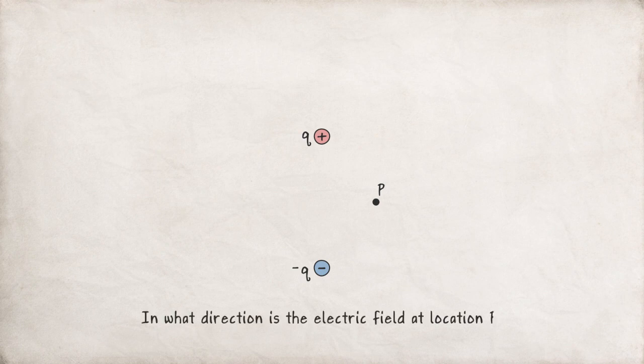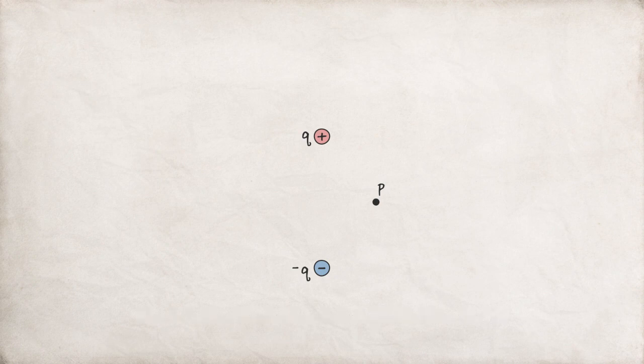As an example, let's look at the electric dipole, consisting of a positive and negative charge, having the same magnitudes, separated by a small distance. In what direction is the electric field at location P? The correct answer is that the electric field is directed down. The total electric field at location P is the sum of the electric field due to the positive charge and the electric field due to the negative charge.